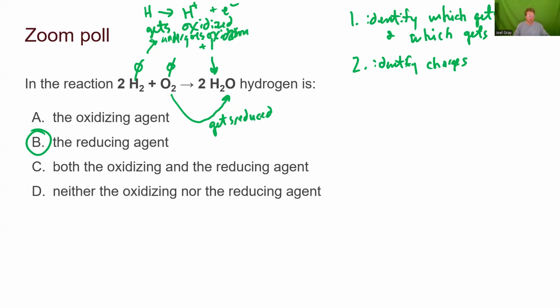This is what we got going on here. So identifying the reducing agent, identifying the oxidizing agent is a matter of identifying what gets oxidized and what gets reduced. Identify your charges. Then identify which species gets oxidized, which species gets reduced, and you're going to be in a good position to say, okay, this thing that gets oxidized is the reducing agent. This thing that gets reduced is my oxidizing agent.